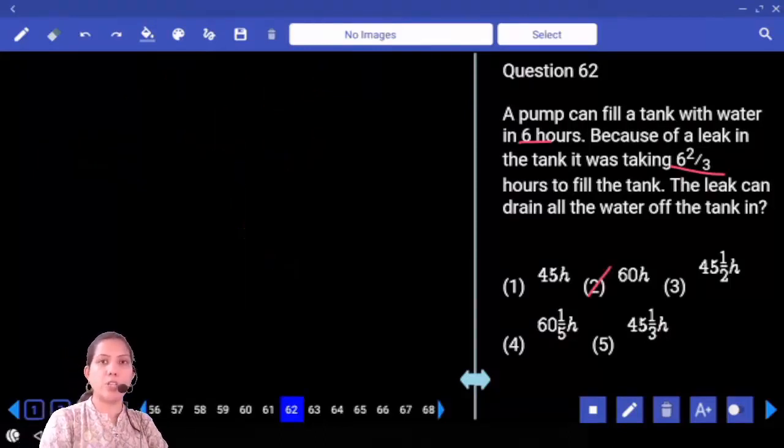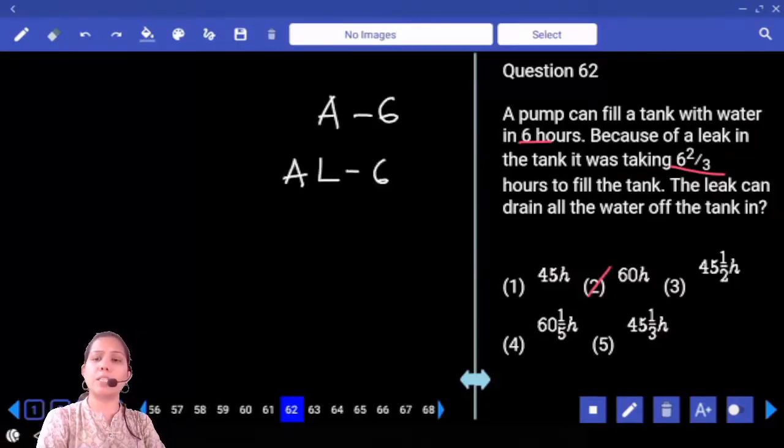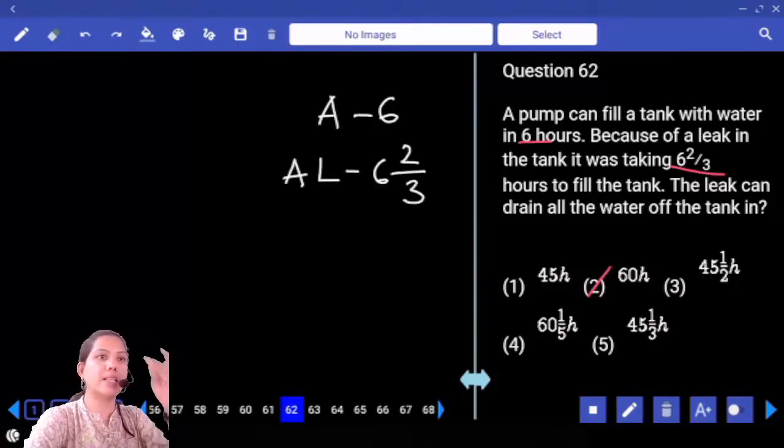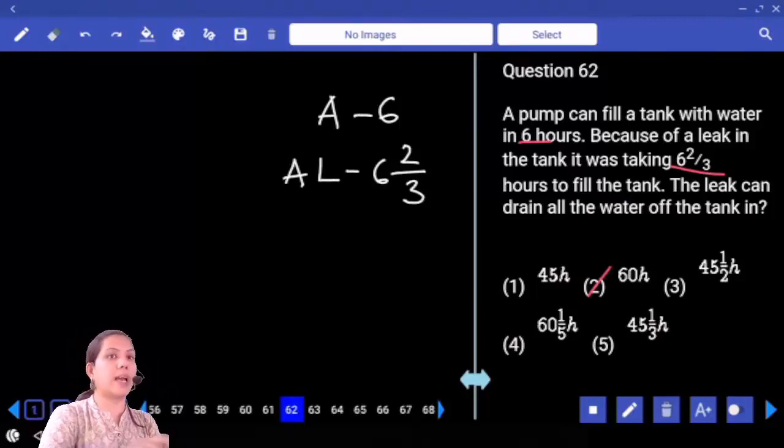Let us see another model for the same question. What is 6 hours? A alone equal to 6 hours. And A with leakage together is equal to 6 2 by 3 hours. A alone 6 hours, A with leakage 6 2 by 3 hours. Then what is leakage? That is the question.